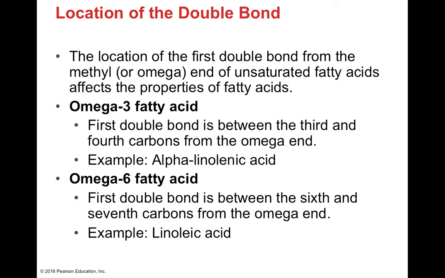Now, the first double bond that we encounter when we start from the methyl end, which is called the omega end, of unsaturated fatty acids is going to affect the property. So depending on where the first double bond is, we can have different properties of those fatty acids. And I'm not going to quiz you on this, but just an example, omega-3 and omega-6 fatty acids differ in the fact that the first double bond in the omega-3 is found between the third and fourth carbons, whereas the first double bond in omega-6 is found between the sixth and the seventh carbons.